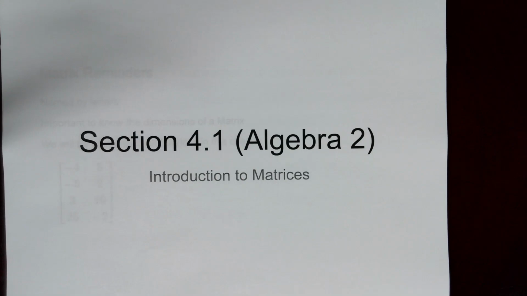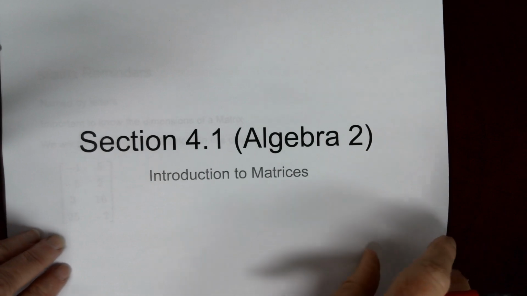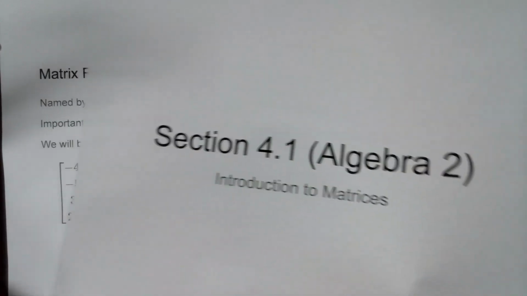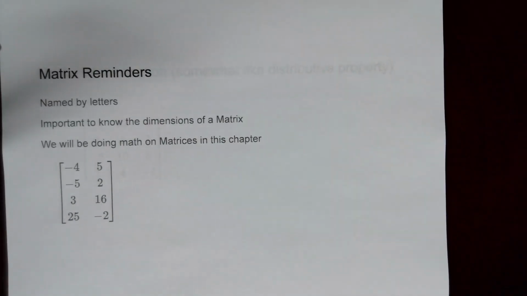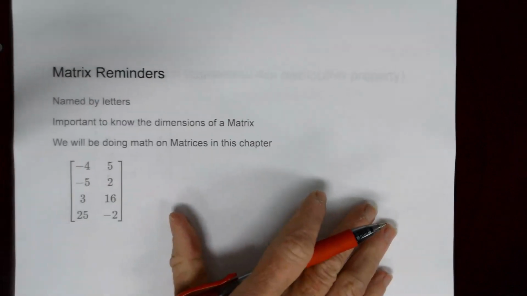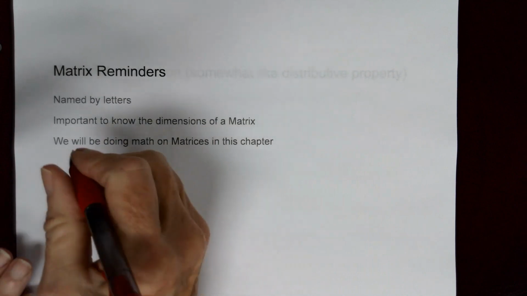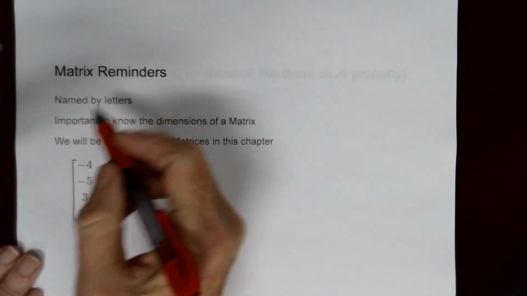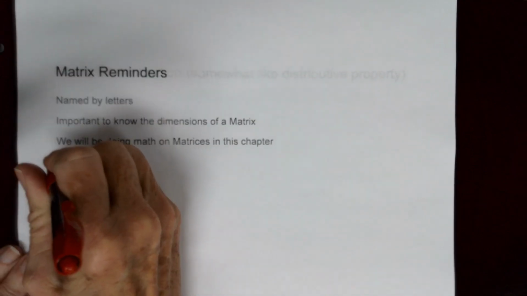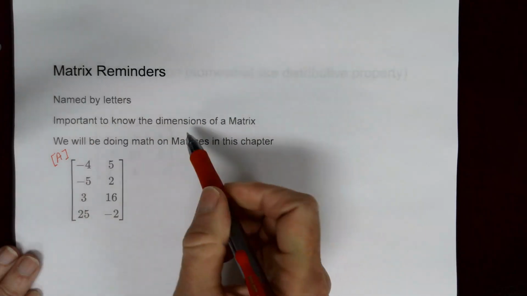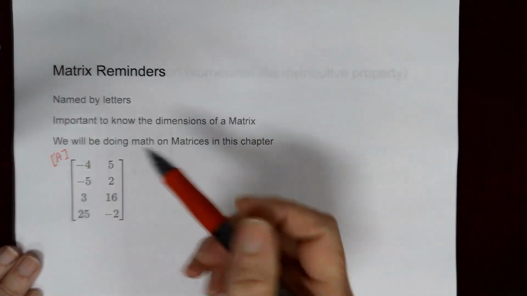Section 4.1 is an introduction to matrices. You've already experienced this a little bit in chapter 3, but let's review some matrix reminders here. Matrices are always named by a letter, so I might want to name this letter A. Okay, this would be matrix A, and it's important to know the dimensions of the matrix.